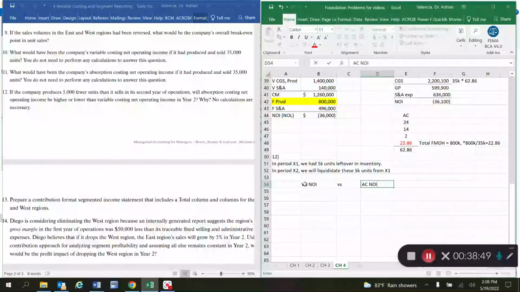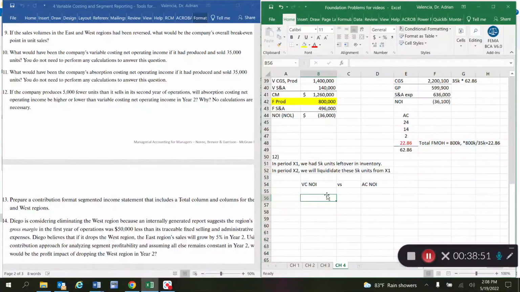And let's think about that. Whatever the amount will be, and they told us not to do the calculations, it'll be the reversal now. Because if you're bringing back some of these 5,000 units from the previous period, they come with fixed overhead costs from the previous periods, which means that there will be more expense under absorption costing. So what we'll have is the income will be higher for variable costing than for absorption costing.